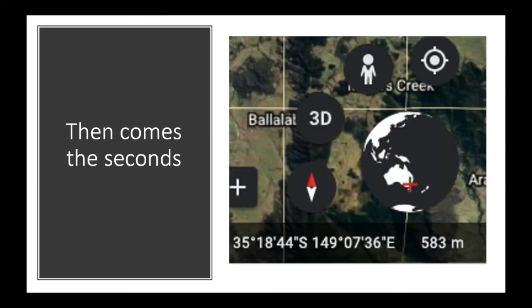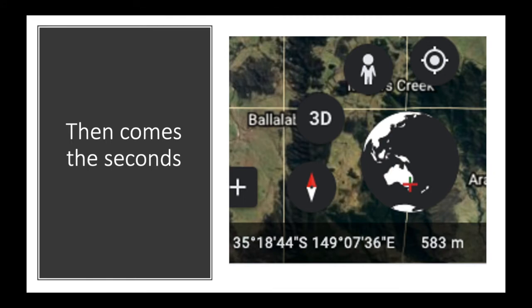Now let's go down even further. It goes into seconds. So this is 35 degrees, 18 minutes, 44 seconds. And I know this because of the way that the symbols work. So that's a degree symbol, that's the minutes, that's the seconds. This S is south, got nothing to do with the seconds, but it tells me that it's south. All right. So again, each minute is divided even further by seconds.